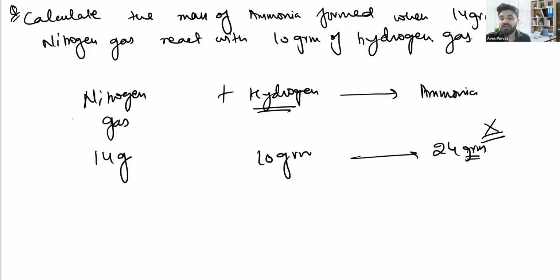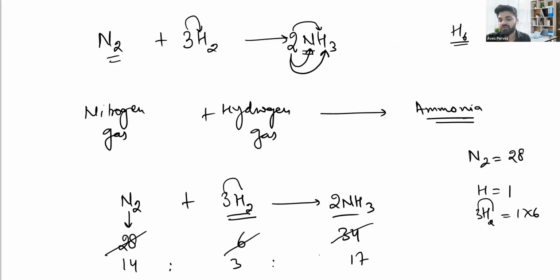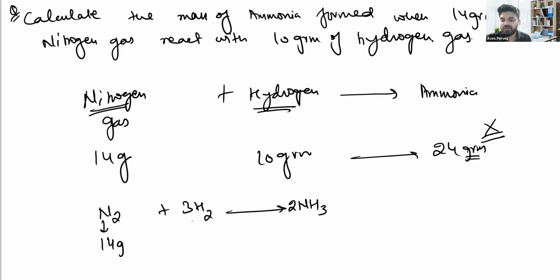For example, for this nitrogen, you have written N2 plus 3H2 gives 2NH3. You balanced this equation and noticed that the nitrogen is 28. The simplest ratio for nitrogen, hydrogen and ammonia is 14:3:17. So what does it mean? It means that for every 14 gram of nitrogen, only 3 gram of hydrogen is required and 17 gram of ammonia will be formed.